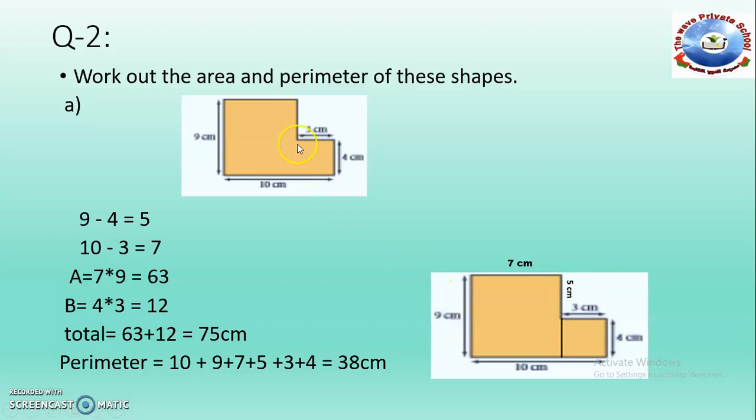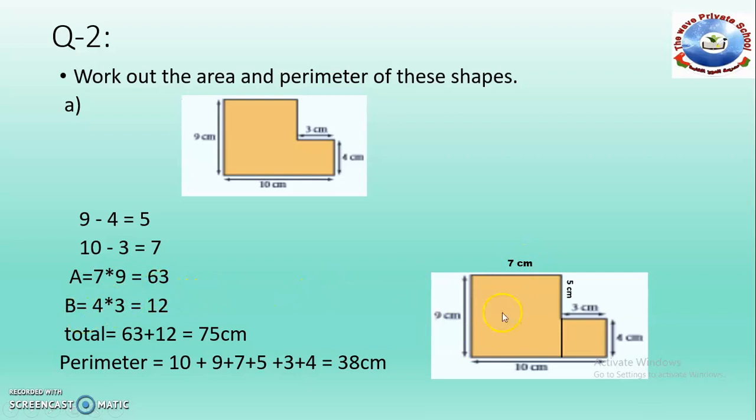After that, what you will do? You will divide it into 2 parts. This is the A part and this is the B part. So first of all, the area of A is 7 multiplied by 9. This is the width and this is the length. So 9 multiplied by 7 will be equal to 63.